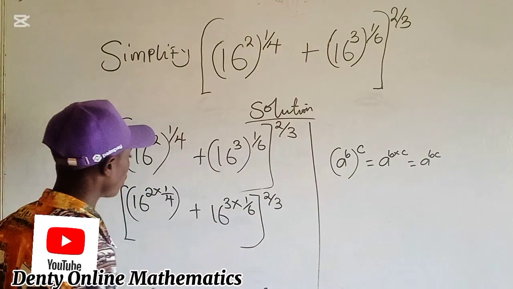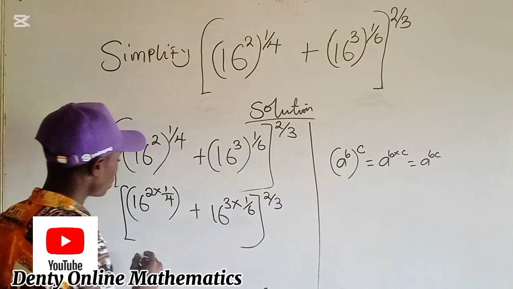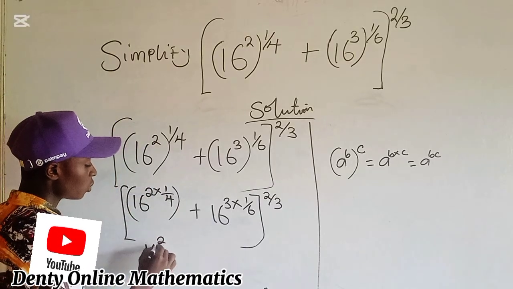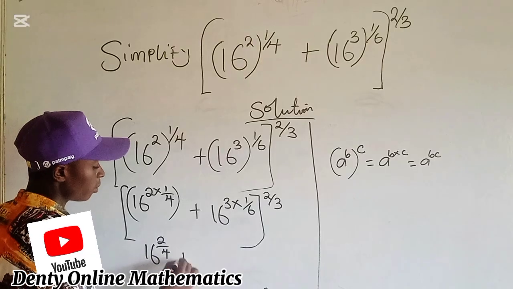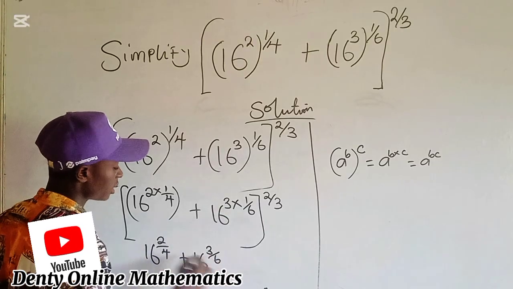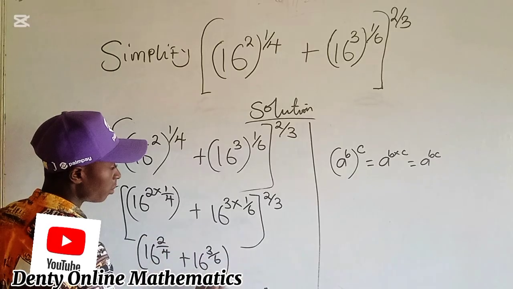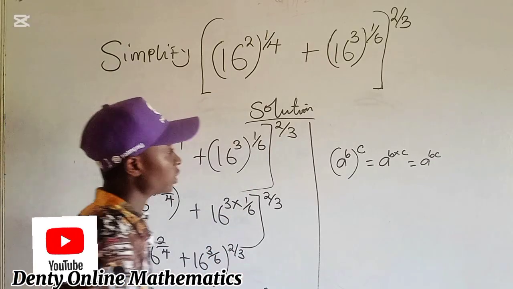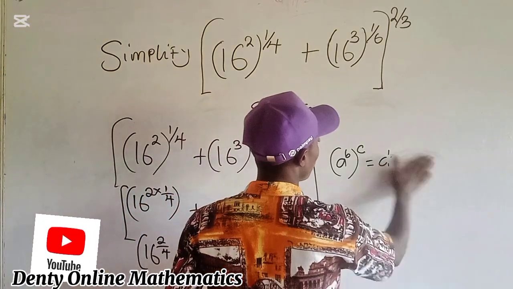Now, let's still come further again. We are going to have 16 raised to the power of 2 times 1, which will give us 2 all over 4, plus 16 raised to the power of 3 times 1, which will give us 3 all over 6. All of this is raised to the power of 2 over 3. Now, let's move all of this to the other side of the board.